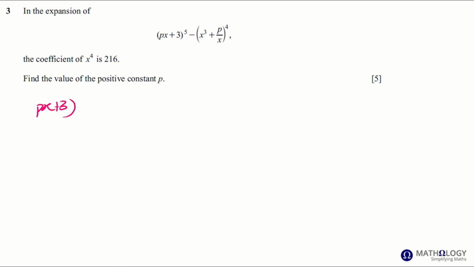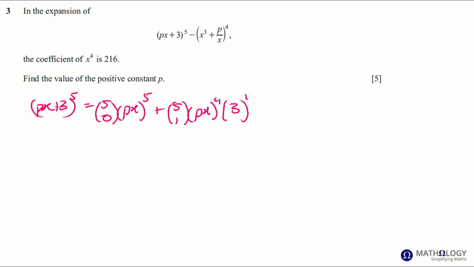So we're first going to expand (px + 3)^5, which is 5 choose 0 times (px)^5 plus 5 choose 1 (px)^4 times 3^1 plus 5 choose 2 (px)^3 times 3 squared.